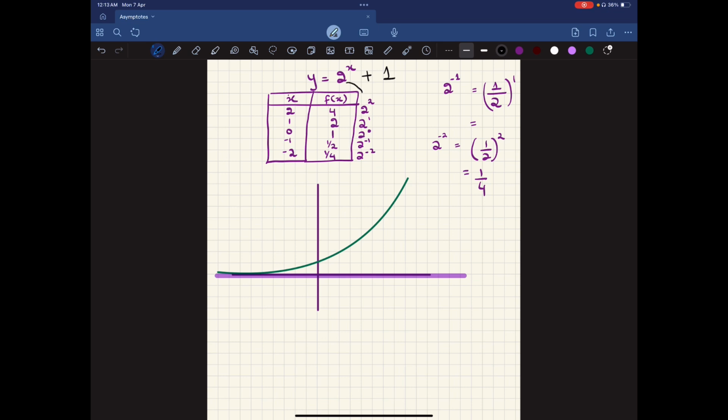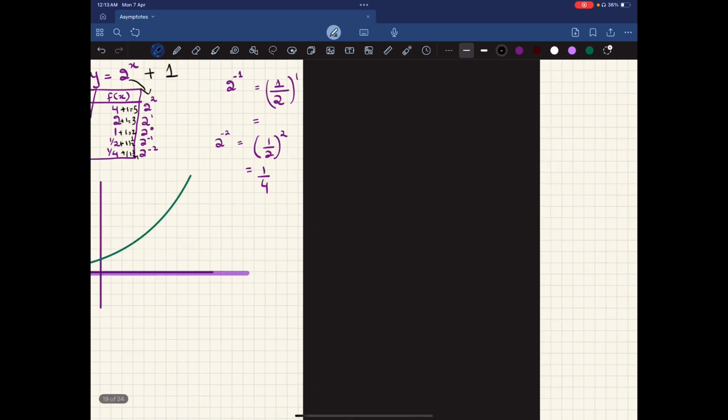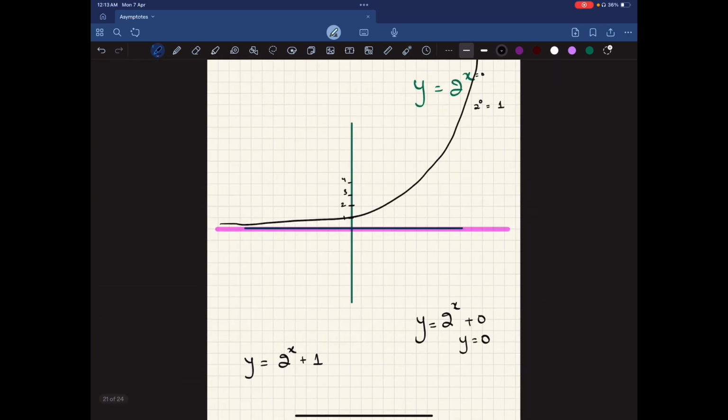Plus 1 will happen to everything, so this will become 5, this will become 3, this will become 2. So everything is shifted. This will become 1 whole 1 over 2. This will become 1 whole 1 over 4. So what happens is that your entire graph gets shifted up by 1 unit.